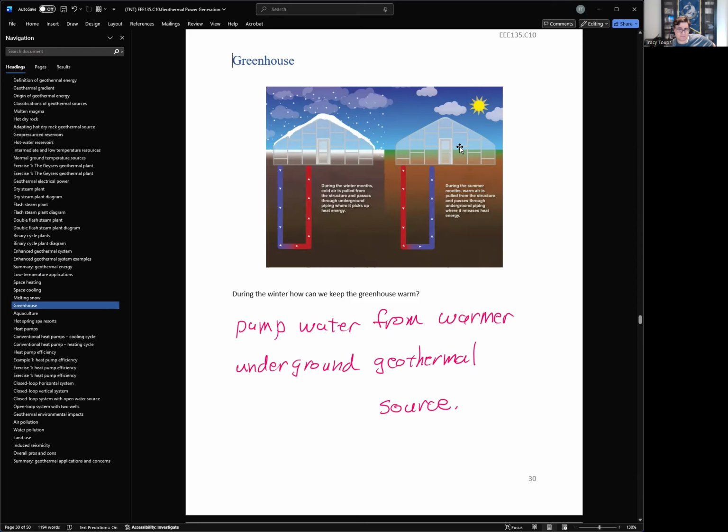Okay. During the winter, how do we keep the greenhouse warm? You pump water from the warmer underground geothermal source into the actual greenhouse, and the summer is the opposite. So again, you can see the geothermal source is trying to keep the temperature steady at the greenhouse.